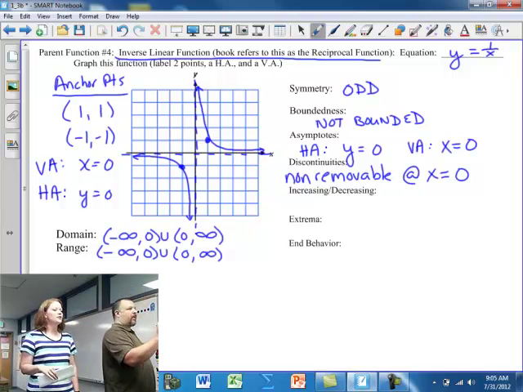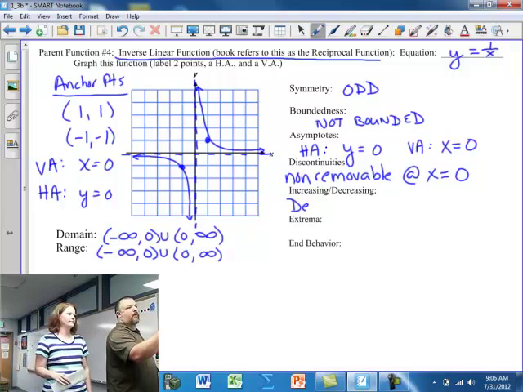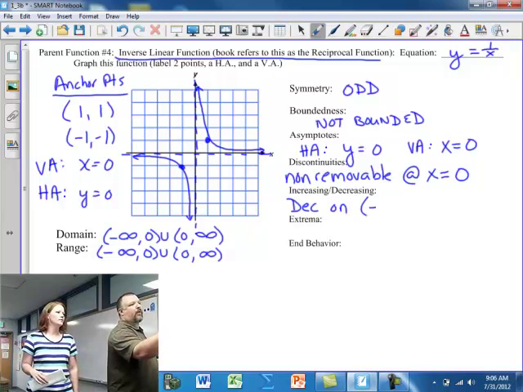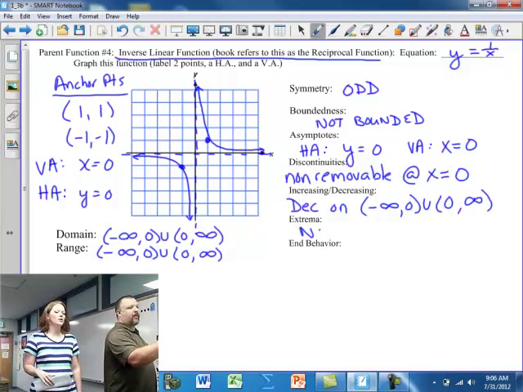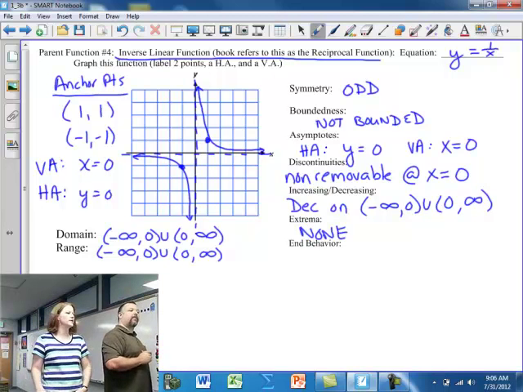Okay. The function is decreasing on its entire domain. There's the entire domain. Extrema, there are none. There are no points higher or lower than those nearby or the whole picture.